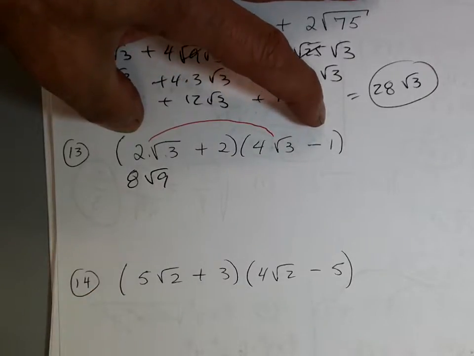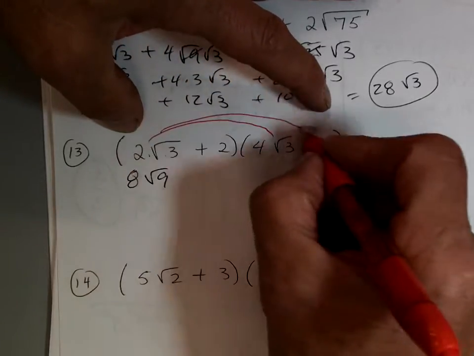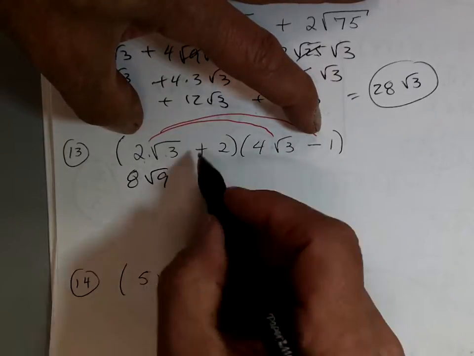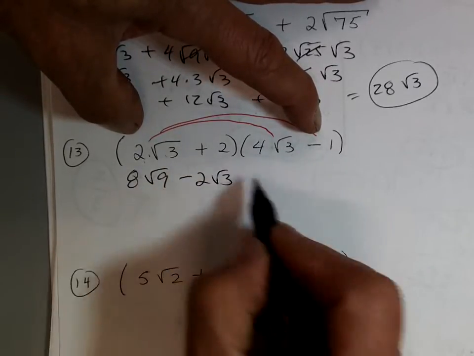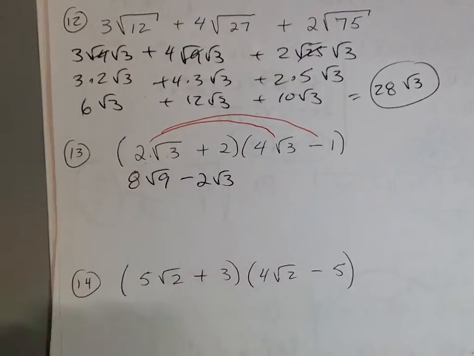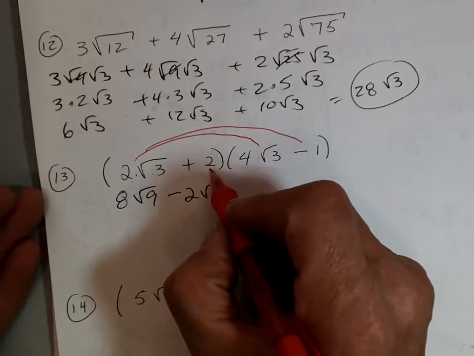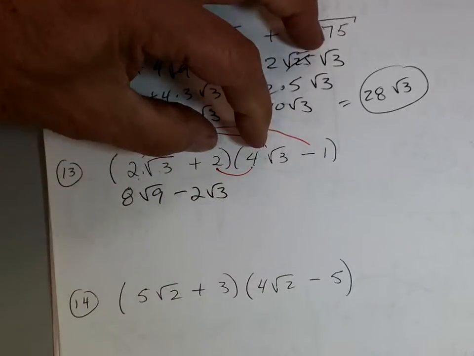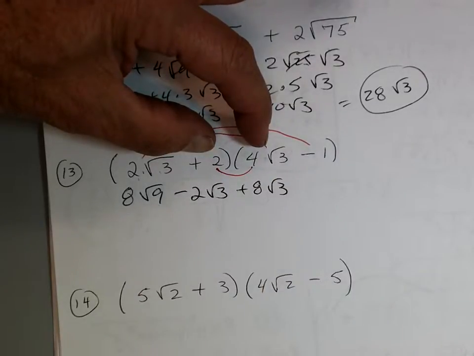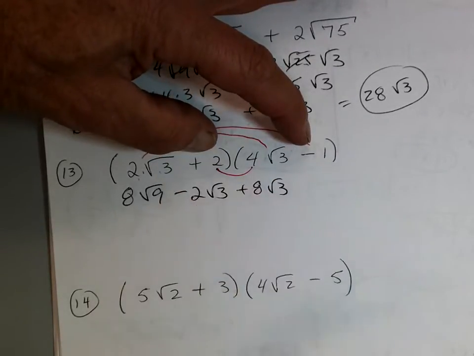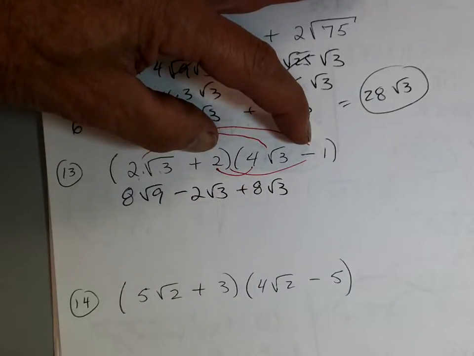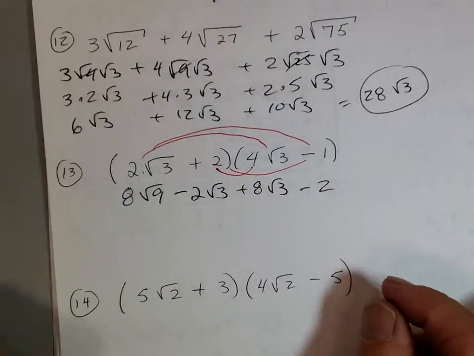And then I'm going to have a 2 square roots of 3 times a negative 1. Multiply whole numbers. So I'm going to get a negative 2 square roots of 3. You have to bring the square root of 3 along with it because you're multiplying 2 square roots of 3 times 1, right? Then 2 times 4 square roots of 3 makes a positive 8 square roots of 3. And then I've got a negative 2 times a negative 1 makes a negative 2. How am I doing? Okay.